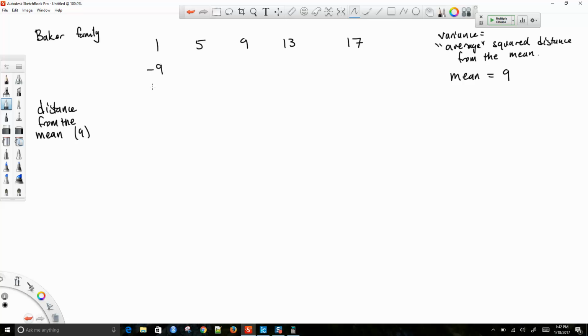One way we can calculate distance is you just subtract whatever number you're looking at, and we would say 1 is 8 units below. How far is 5 from 9? It's 4 below. How far is 9 from 9? It's right there, distance is 0. How far is 13 from 9? It's 4 away. And how far is 17 from 9? It's 8 away. So these are the distances from the mean.